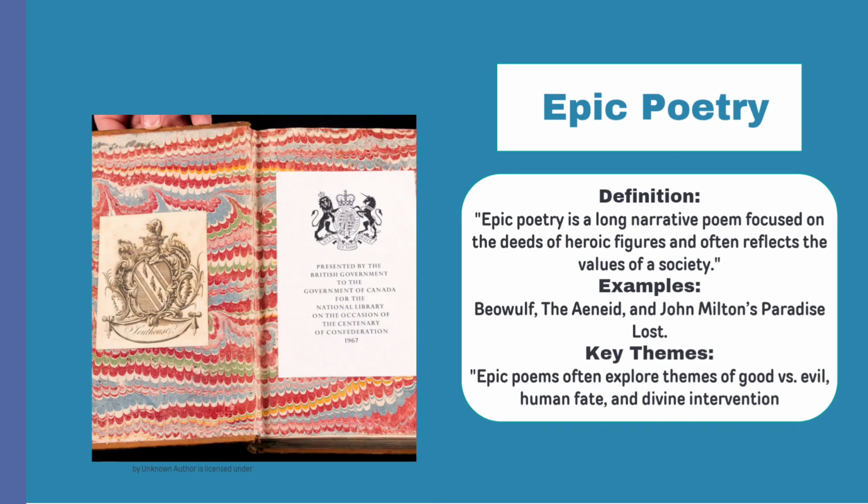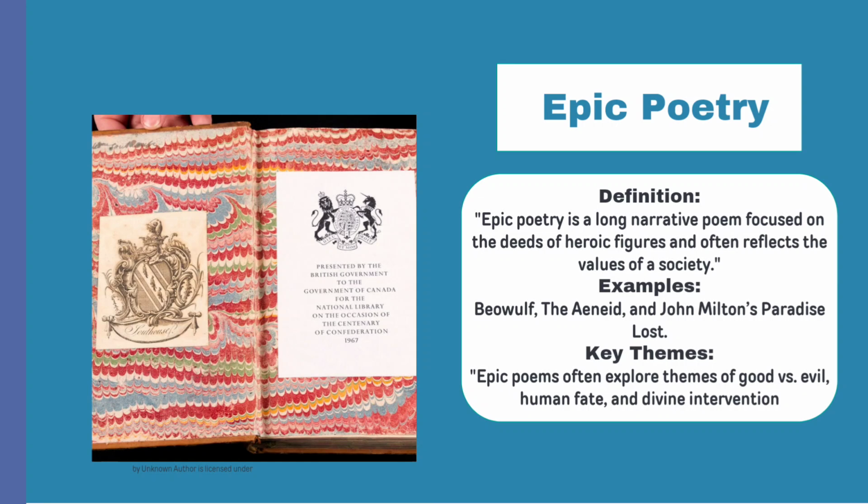Next we are going to learn about epic poetry. Epic poetry is a long narrative poem that focuses on the deeds of heroic figures and often reflects the values of a society. Some famous examples of epic poetry are Beowulf, the Aeneid, John Milton's Paradise Lost, and we can say that the Mahabharata is the greatest epic of all time. So now you know what an epic is.